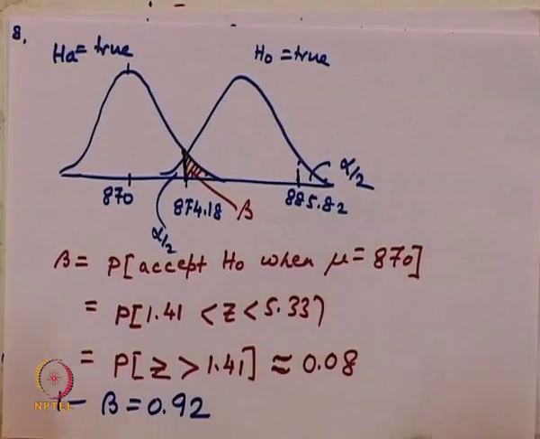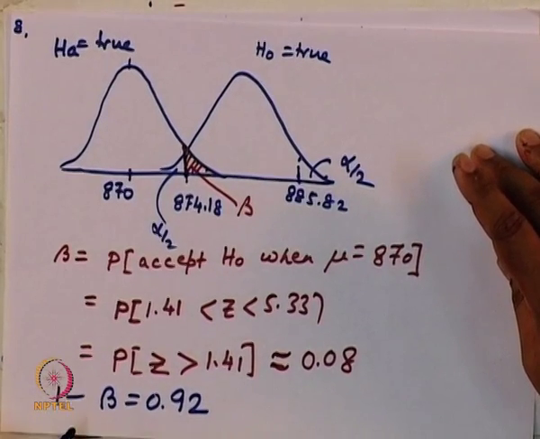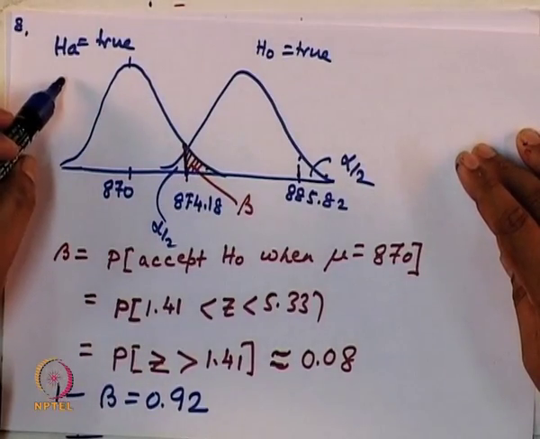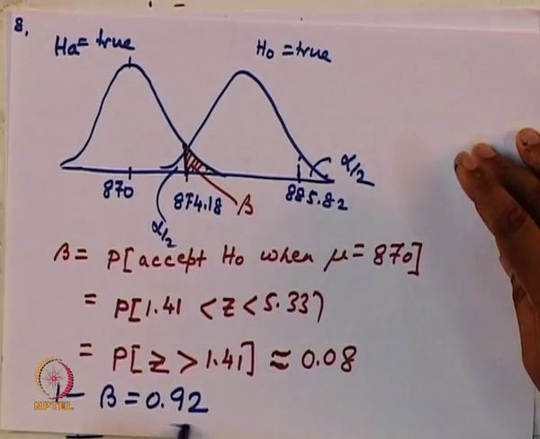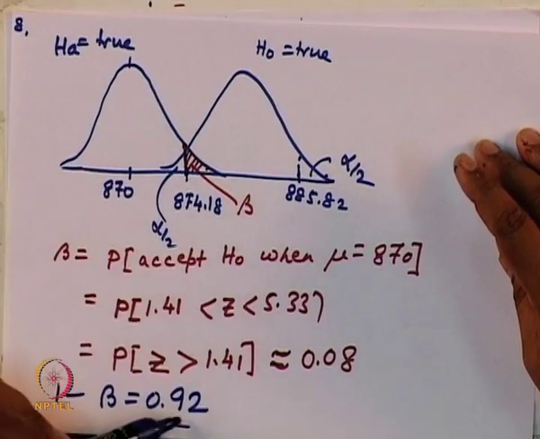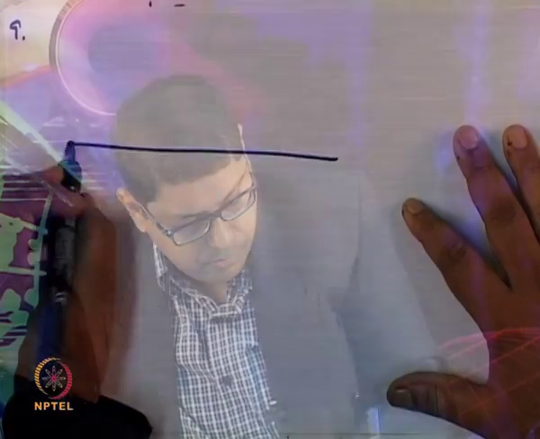So this tells you the probability of rejecting H naught when HA is true is 92%. Now one more thing you observe from this curve. Let me redraw this curve once more.